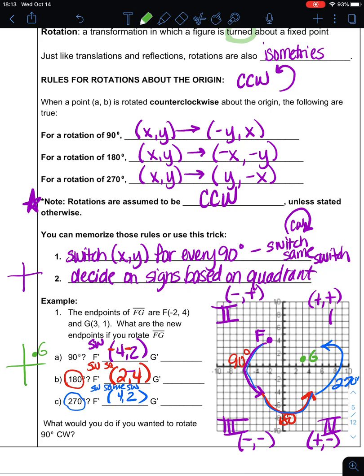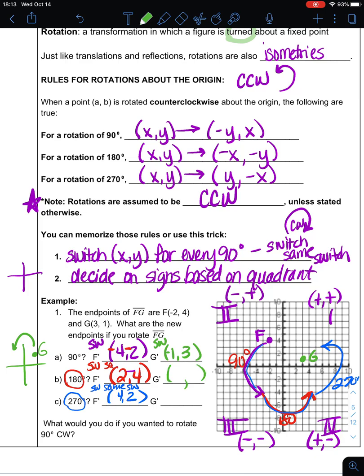Okay, so for 90 degrees, I'm going to do it on this little one over here so that you can see it. So 90 degrees, I'm going to switch. So first thing is I'm going to switch my numbers. It's going to be 1, 3. I went from quadrant 1 to quadrant 2. Quadrant 2 has negative, positive, so I'm going to put a negative on the 1, and that's it.